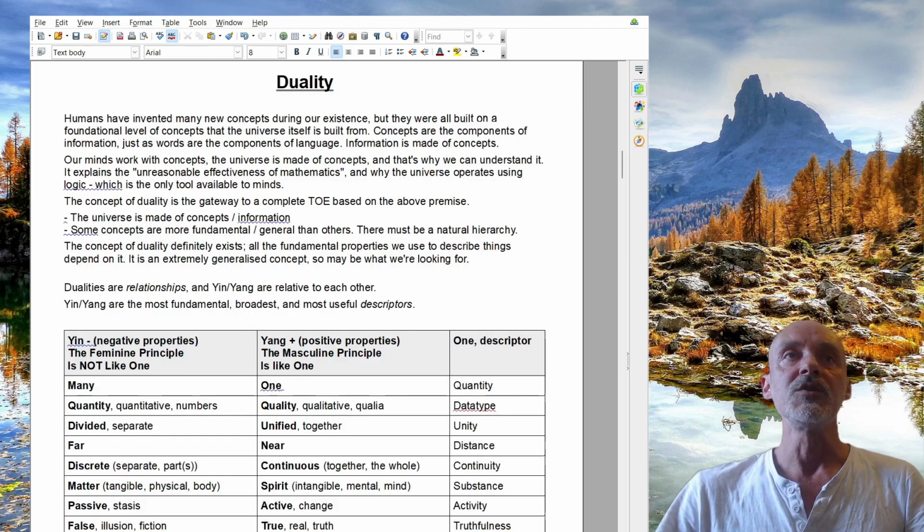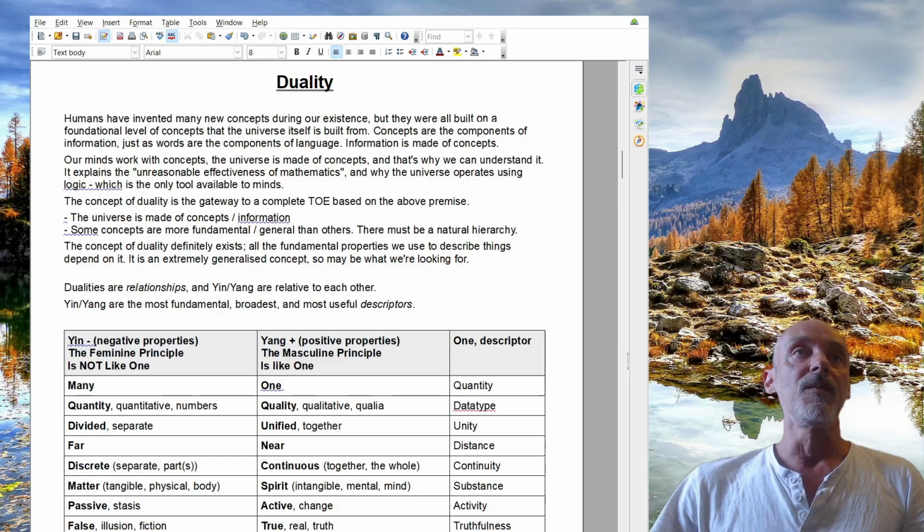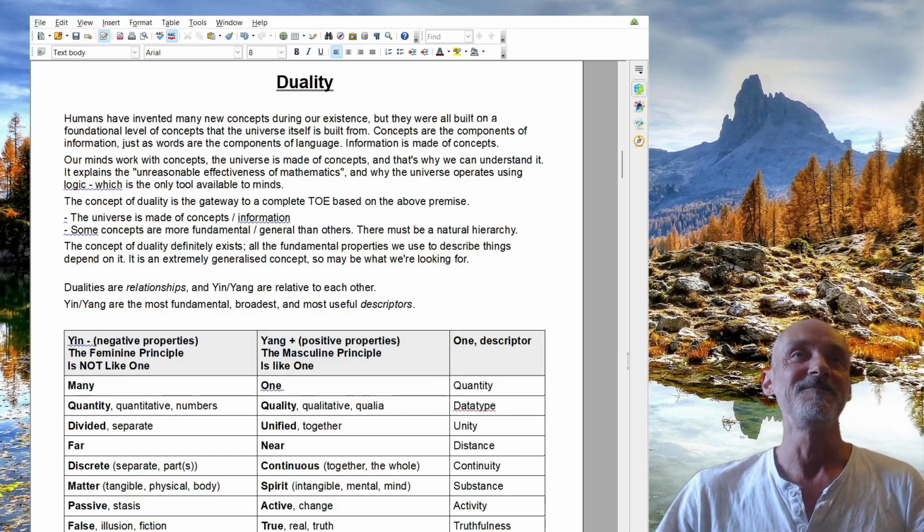So, as I said earlier, duality is really the key to get into all of this. It's the gateway that you go through that opens up and reveals all of this information. You just have to understand duality. And it is not understood in the modern world at all, as far as I can tell, by anybody. Apart from me and you now.